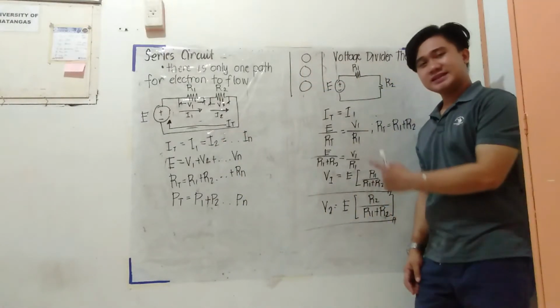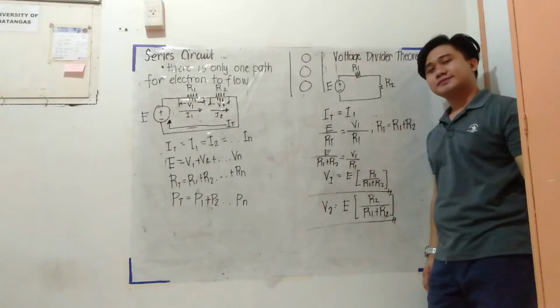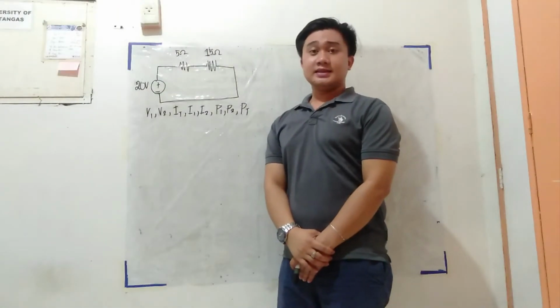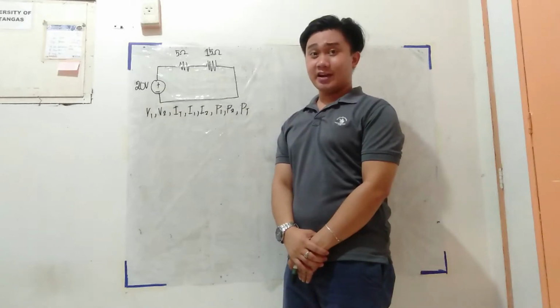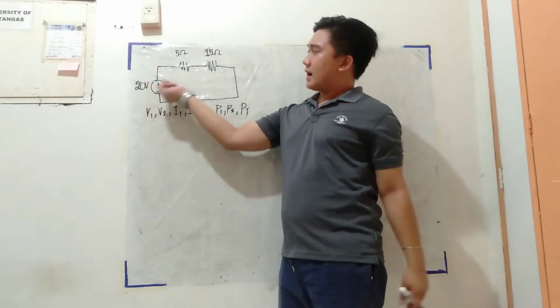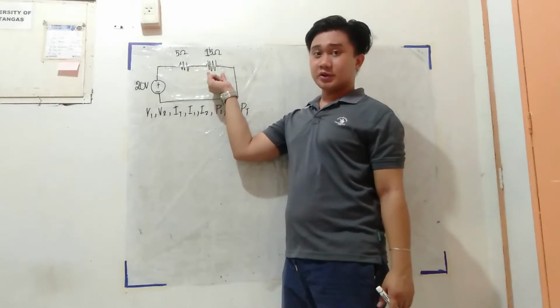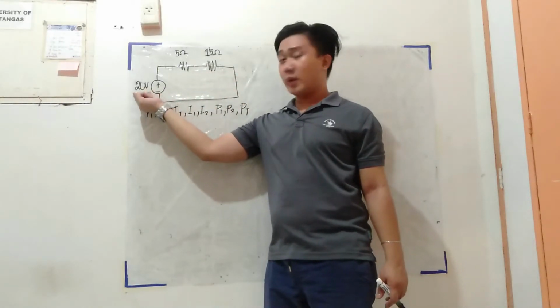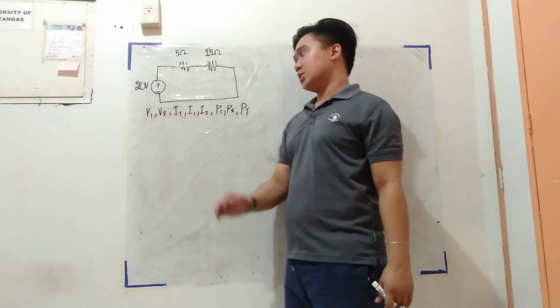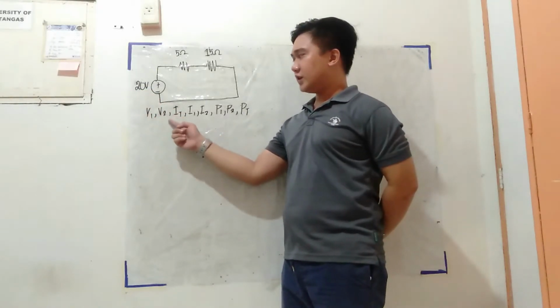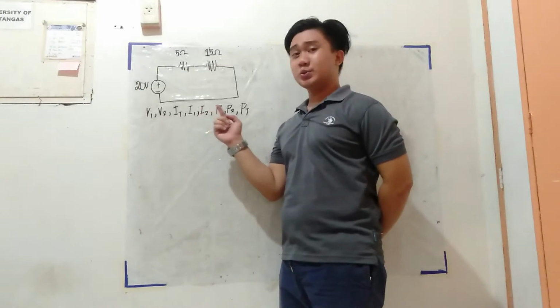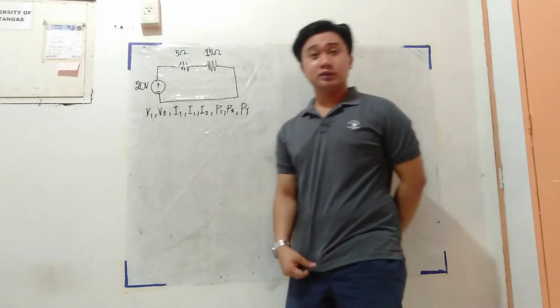For the meantime, please copy. Let's have our sample circuit here. Okay? So, I have here two resistors in series, 5 ohms and 15 ohms, connected to a supply of 20 volts. So, we are asked to find V1, V2, I total, I1, I2, P1, P2, and P total.